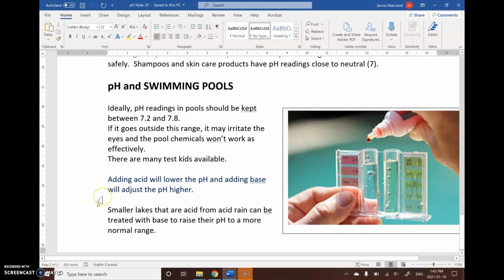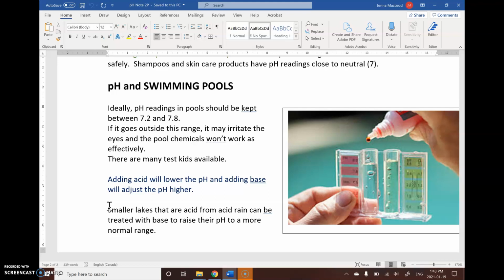Now, smaller lakes affected by acid rain can be treated with a base to raise their pH to a more normal range. So with our pollution, sometimes little lakes and ponds and areas get very acidic, and that's really bad for aquatic life. And so people will add a base to treat the water so it brings it back up closer to neutral so animals can thrive.